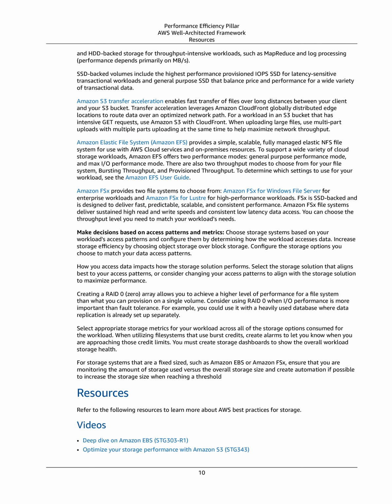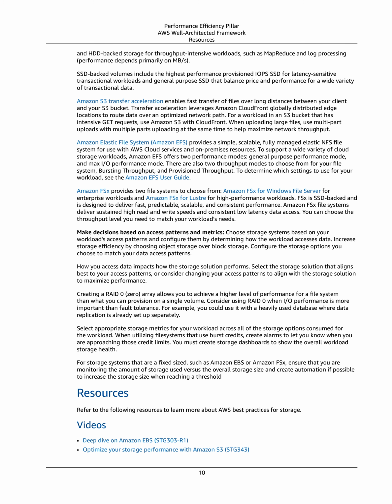Amazon Elastic File System, Amazon EFS, provides a simple, scalable, fully managed Elastic NFS file system for use with AWS cloud services and on-premises resources. To support a wide variety of cloud storage workloads, Amazon EFS offers two performance modes: General Purpose Performance Mode and Max I/O Performance Mode. There are also two throughput modes to choose from for your file system: Bursting Throughput and Provisioned Throughput. To determine which settings to use for your workload, see the Amazon EFS User Guide.